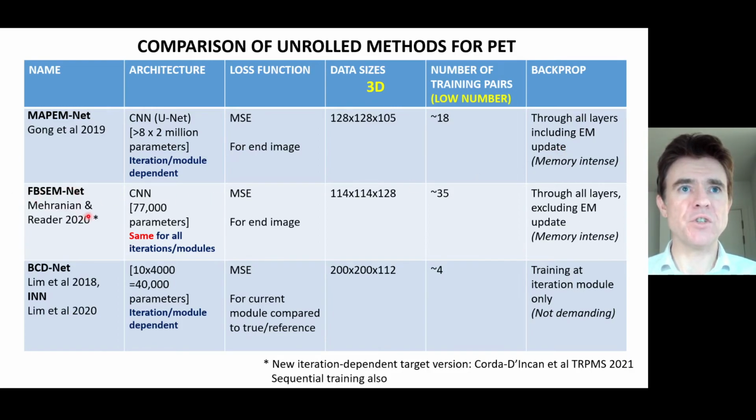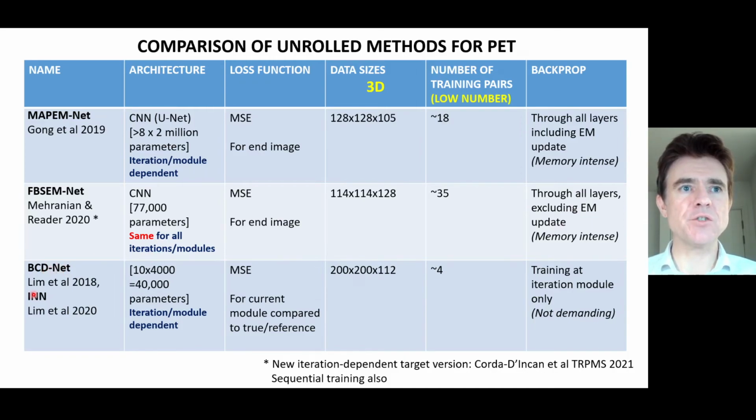FBSEMNet basically used exactly the same CNN for all iterations and modules, therefore only 77,000 parameters needed. They were identical for all of the MapEM updates. Again, mean square error, end-to-end training, 35 training pairs, although in this paper we did not back propagate through the EM update.